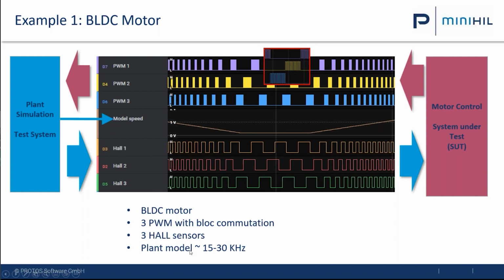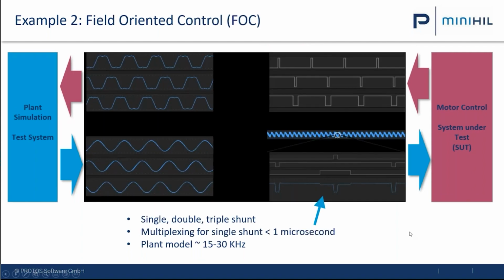Typical simulation speed is between 15 and 30 kilohertz. So if you have a BLDC motor, this should be a pretty common view for you. Next kind of motor, typical motor control is a field-oriented control. So you generate different kind of PWM signals, and the plant simulation takes those signals and calculates the speed again, produces in this case 3 phases with an analog output for the shunts.